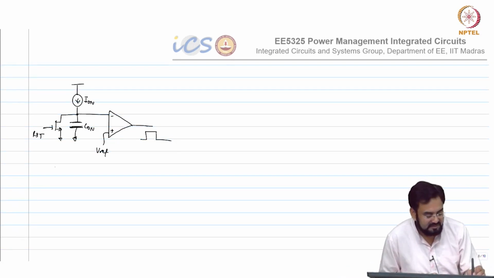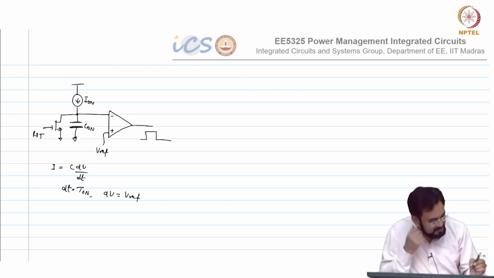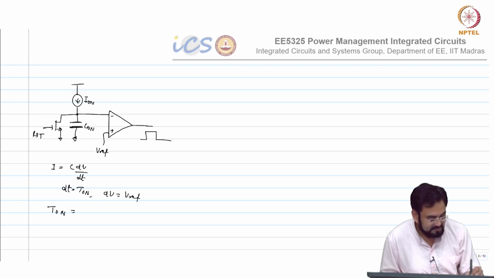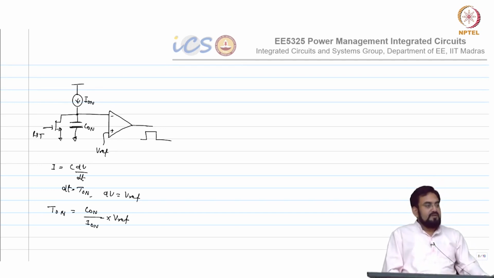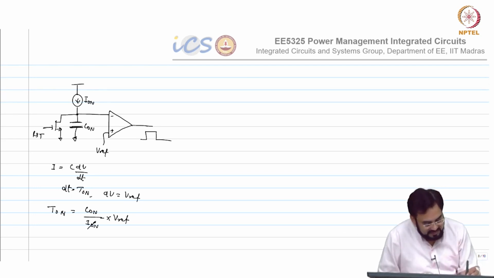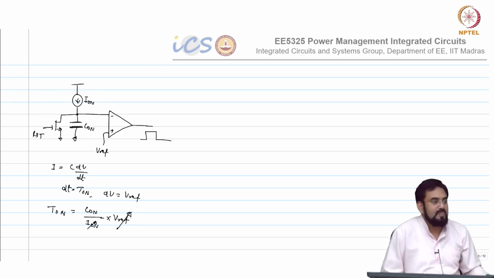So what is your T on here? I equal to C dV by dt. dt is your T on, dV is VREF, and that is C on, I on. So how much is that? T on equal to C on over I on into VREF. So you have two parameters which you can control, either this or this.